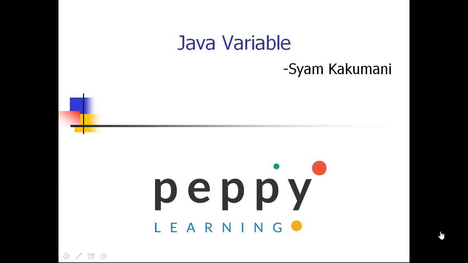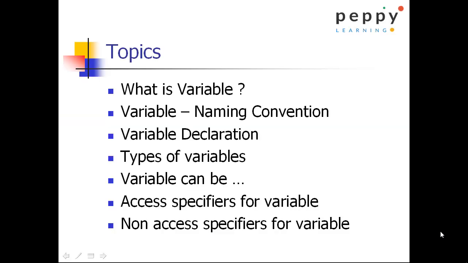Using this video, we are going to learn about variables in Java. Topics covered in this video are what is a variable, naming conventions for variables, variable declaration, types of variables, variable can be, access specifiers for variables, and non-access specifiers for variables.